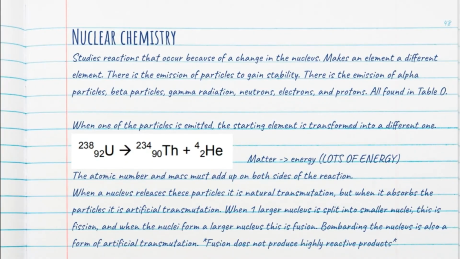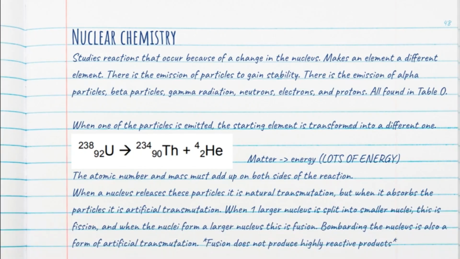Nuclear chemistry. Nuclear chemistry studies reactions that occur because of a change in the nucleus. It makes an element a different element. There is the emission of particles to gain stability, and there is the emission of alpha particles, beta particles, gamma radiation, neutrons, electrons, and protons, all found on Table O. When one of the particles is emitted, the starting element is transformed into a different element.